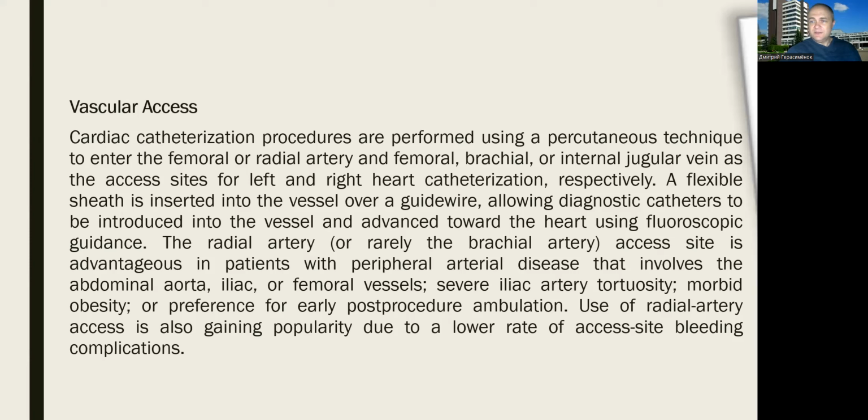The radial artery, or rarely the brachial artery, access site is advantageous in patients with peripheral arterial disease that involves the abdominal aorta, iliac, or femoral vessels, severe iliac artery tortuosity, morbid obesity, or preference for early post-procedure ambulation. Use of radial artery access is also gaining popularity due to a lower rate of access site bleeding complications.